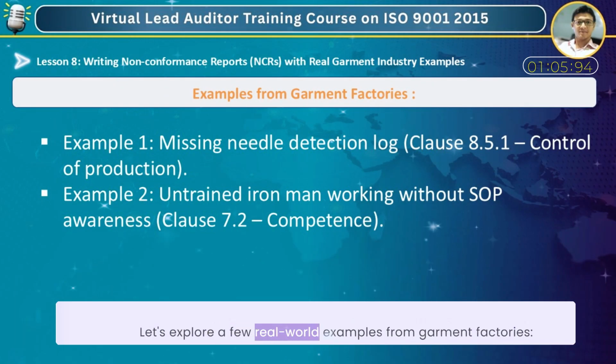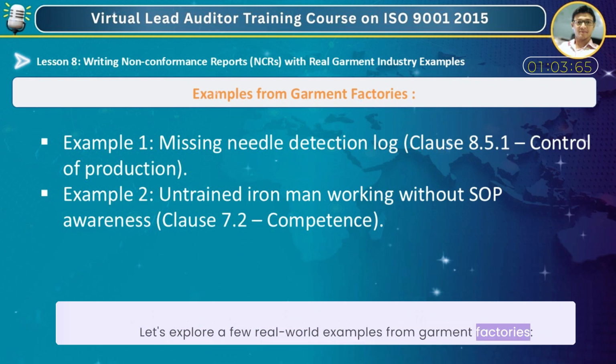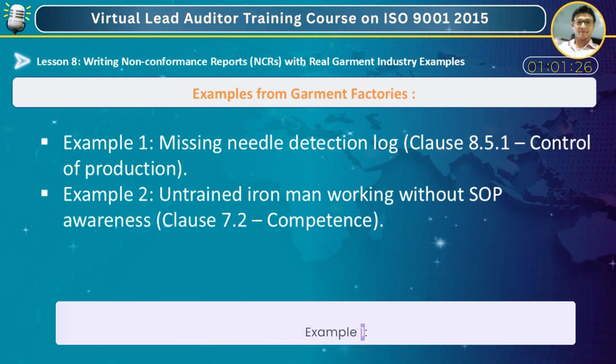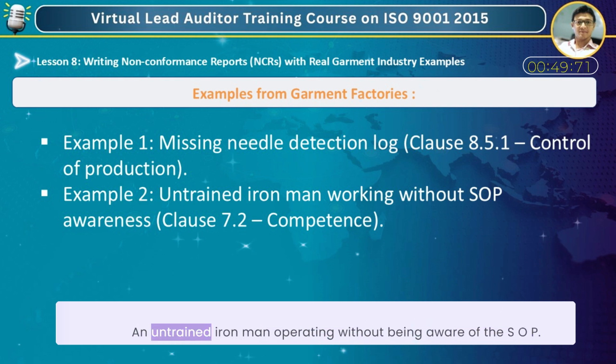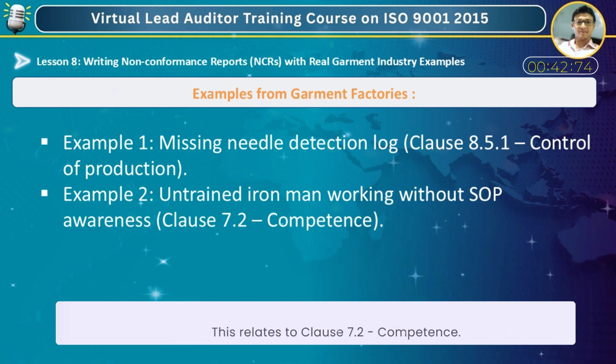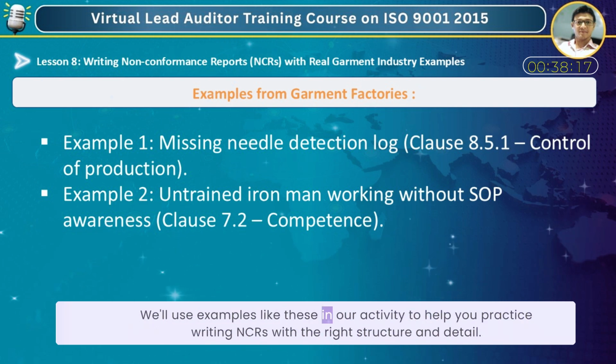Let's explore a few real-world examples from garment factories. Example 1: a missing needle detection log. This is a violation under Clause 8.5.1, Control of Production. Example 2: an untrained iron man operating without being aware of the SOP. This relates to Clause 7.2, Competence. We'll use examples like these in our activity to help you practice writing NCRs with the right structure and detail.